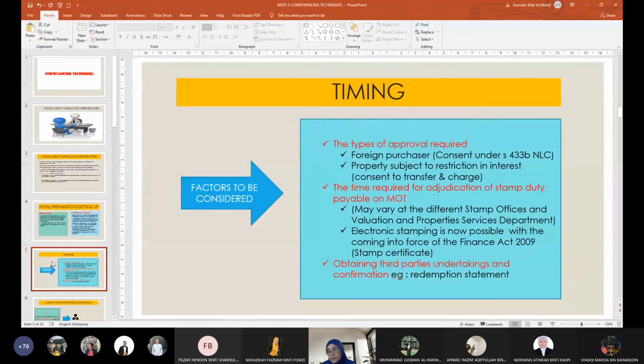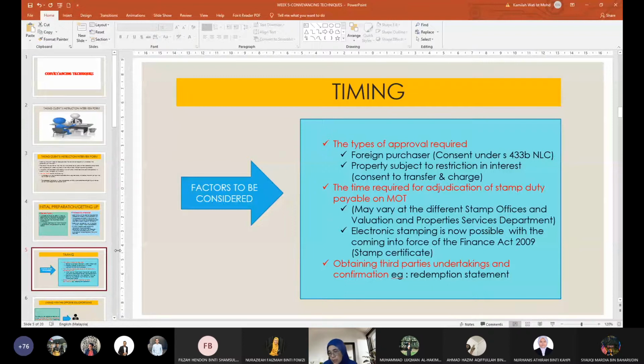So timing. Okay. Of course the most important thing when we do conveyancing is timing. Because in the current practice, the time given to complete the subsale transaction is 3 months plus 1 month, which is subject to penalty, the 3+1 transaction. So within these 3 months you have to manage your file really well to avoid your client being penalized for the delay of the process.